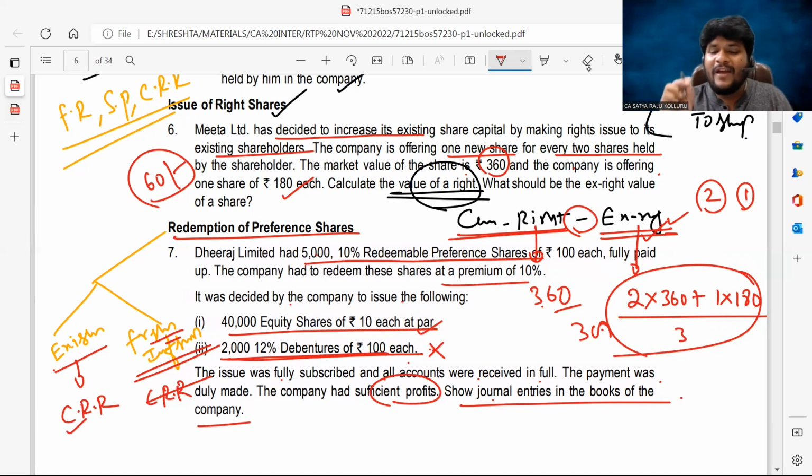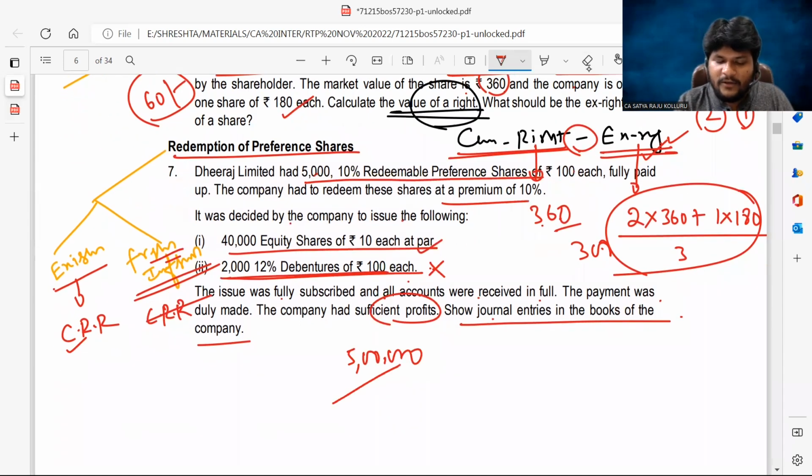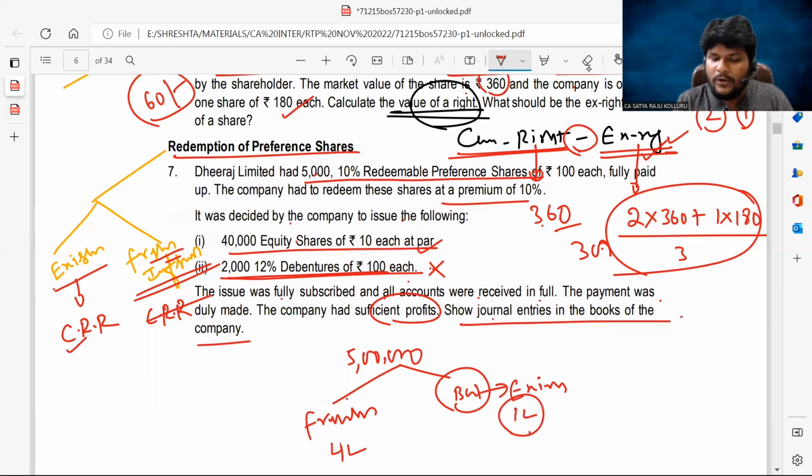The total face value of the preference shares redeemed was 5,000 into 100, which means 5 lakhs. Out of this face value of the preference shares, redemption through issue of fresh equity shares happened to the extent of 4 lakhs. The remaining balance you can redeem through existing resources. That is 1 lakh. This 1 lakh amount only you can transfer to the CRR. Am I right? Sir, then what about the journal entries, sir?